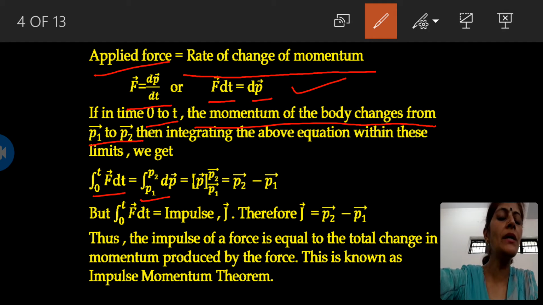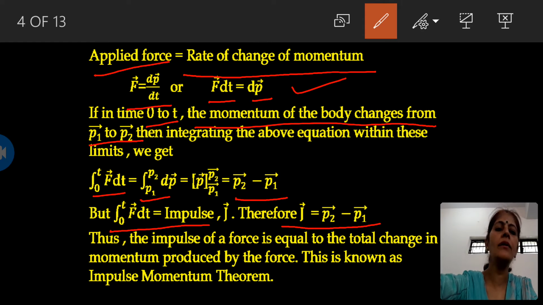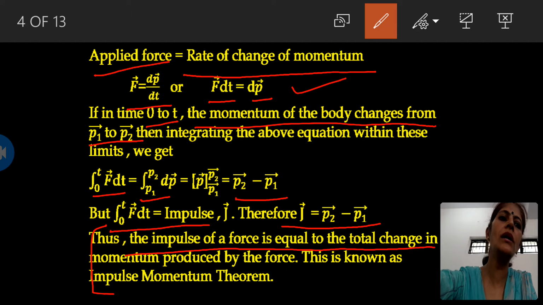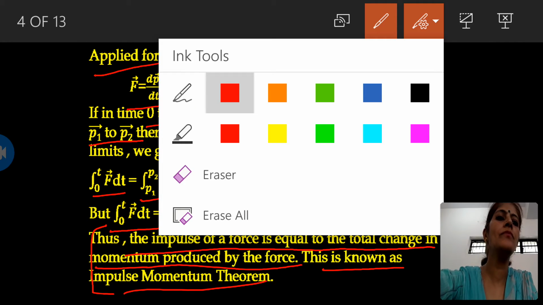The integral of dp is p. On putting the limits, we get p2 vector minus p1 vector. Whereas on the other side, we have the integral of F vector dt from 0 to t. This is equal to the impulse J vector. Therefore, J vector is equal to p2 vector minus p1 vector. From here, we get the impulse momentum theorem. That is, the impulse of a force is equal to the total change in momentum produced by the force. This is known as the impulse momentum theorem.